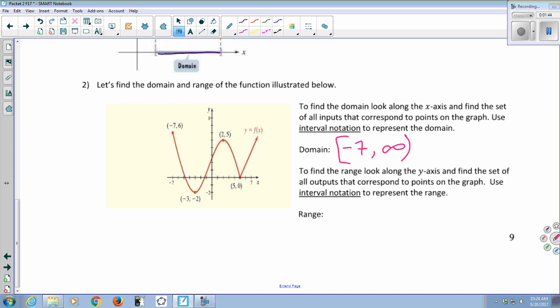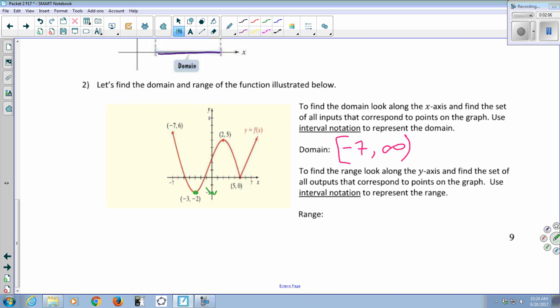Okay, so the range of my function, that's the set of all y values where the function lives, and that we can calculate by looking for the smallest or the lowest point on the graph up to the highest point on the graph. So my lowest point looks to be about right here, and that's at a y value of -2.